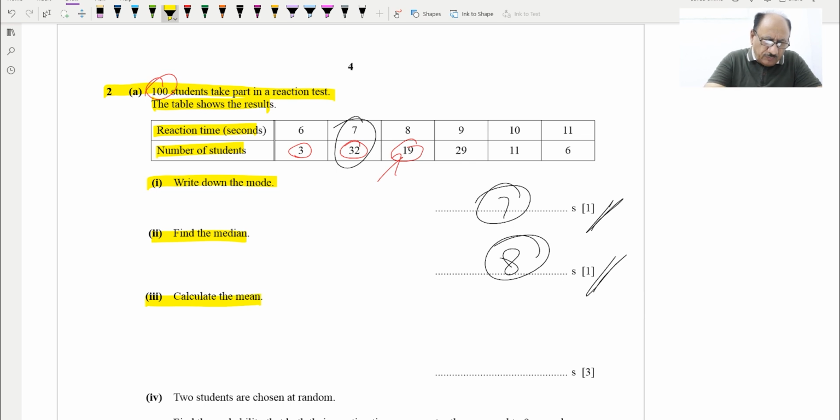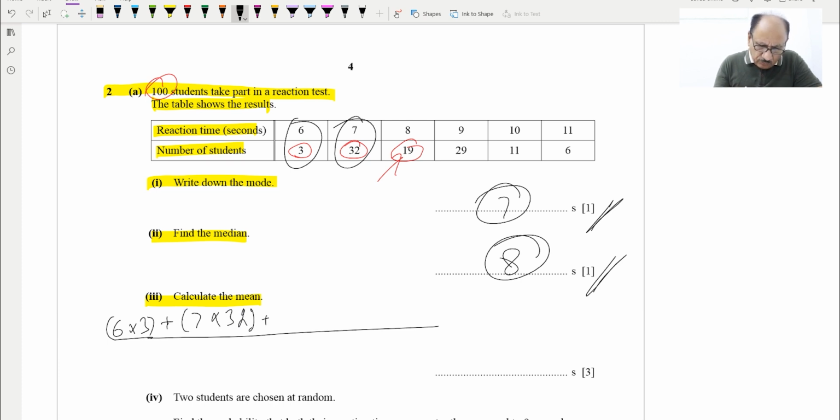Calculate the mean value. For that we need the mid value, not the mid value, it's not a range, it's basically discrete data. So we can multiply 6 into 3, this into this, so we can write 6 into 3 plus 7 into 32, and plus 8 into 19, and plus 9 into 29, and next will be plus 10 into 11, and plus 11 into 6, and divided by total, which is 100.